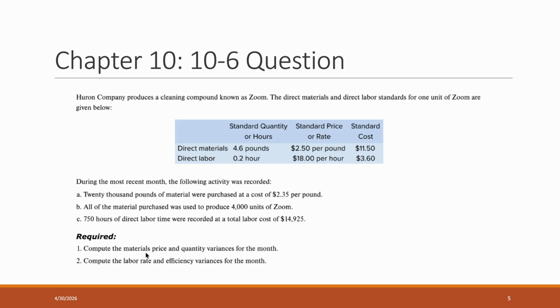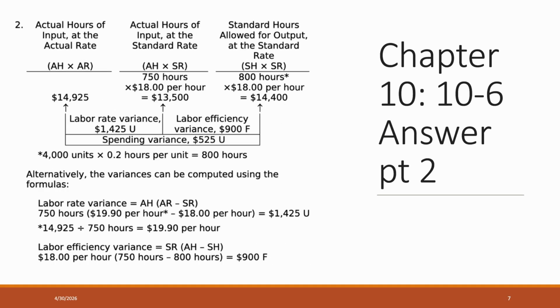So now to question 2, compute the labor rate and efficiency variances for the month. We can look at the solution here. Very similar setup to that last question, where you start in this upside down triangle view here. You have the actual times actual rate, in the middle you have the actual times the standard rate, and then on the right you have the standard hours times the standard rate.